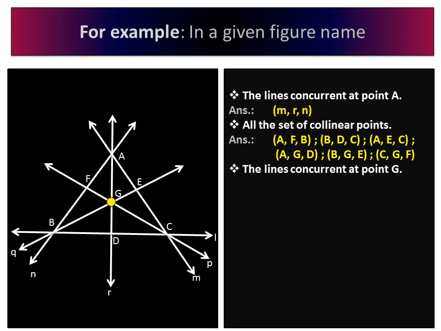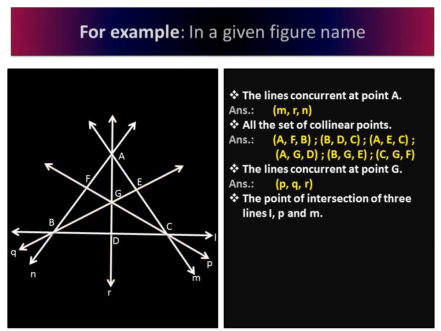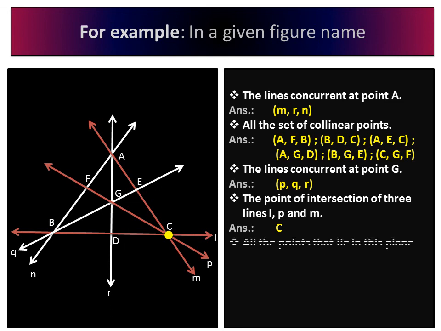For the next question, in a given figure, name the lines concurrent at point G. And everyone knows the definition of concurrent lines. So the answer is lines P, Q, R. For the next question, in a given figure, name the point of intersection of three lines L, P and M. And the answer is C, because all the lines L, P and M intersect each other at point C.